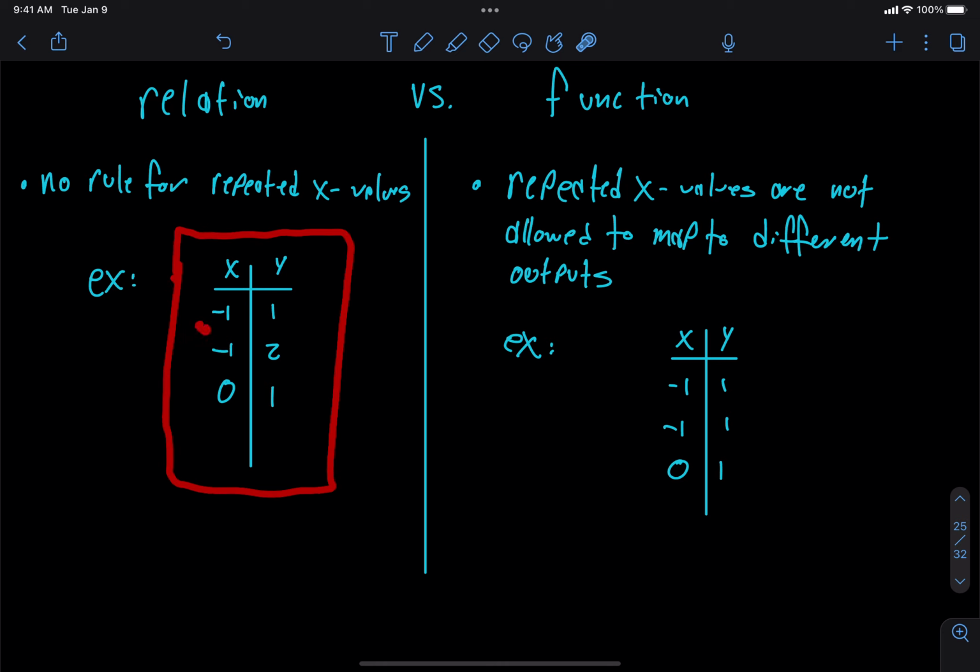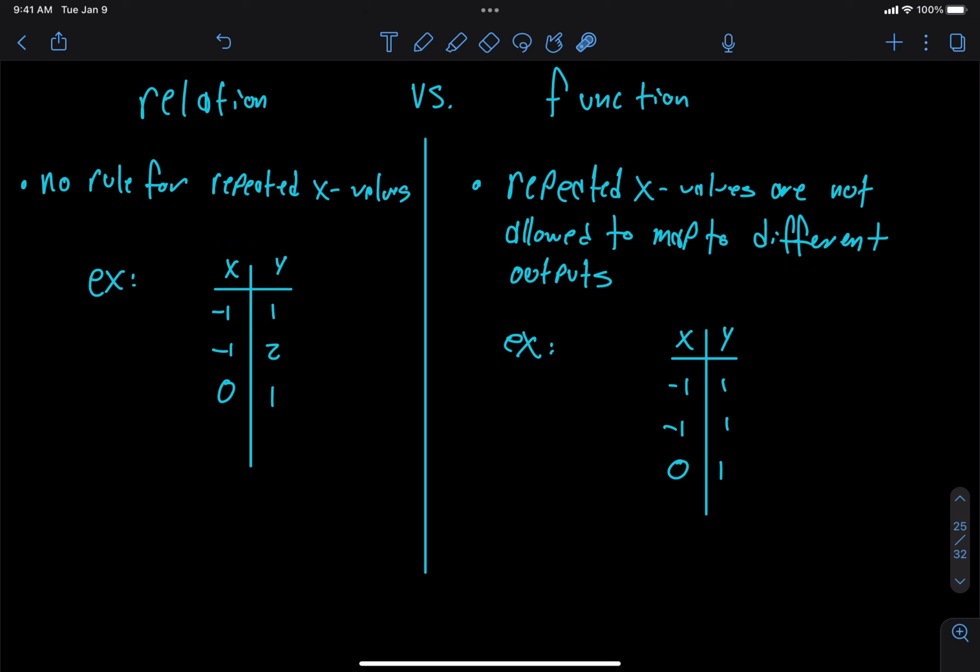Yes, I have one x value, -1. The relation maps -1 to 1, and also -1 to 2. So we have one x value going to multiple different y values. This is the problem.